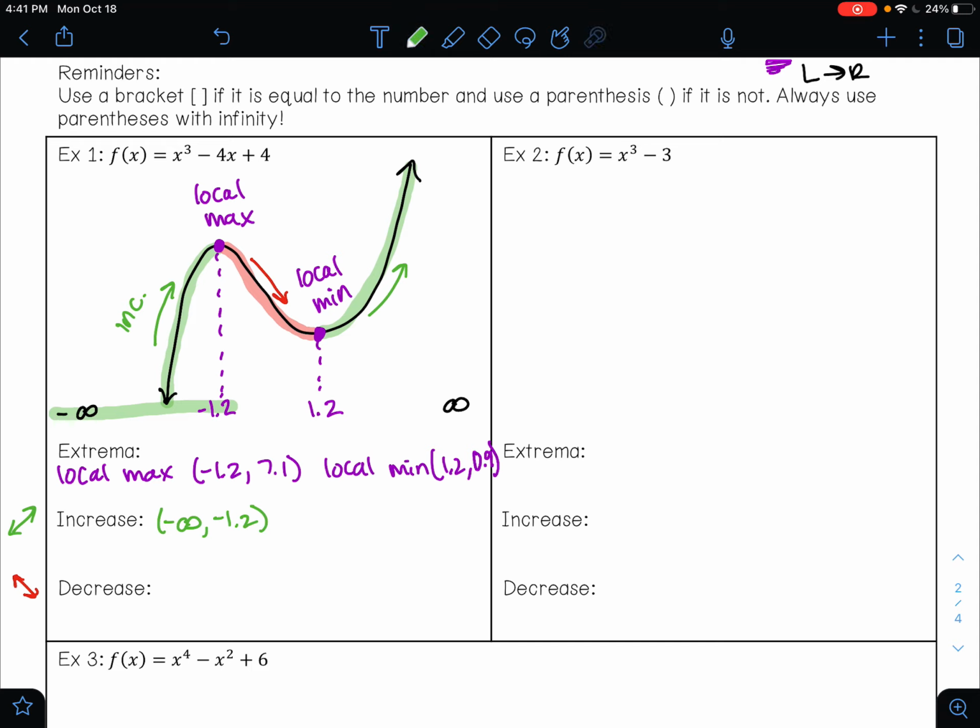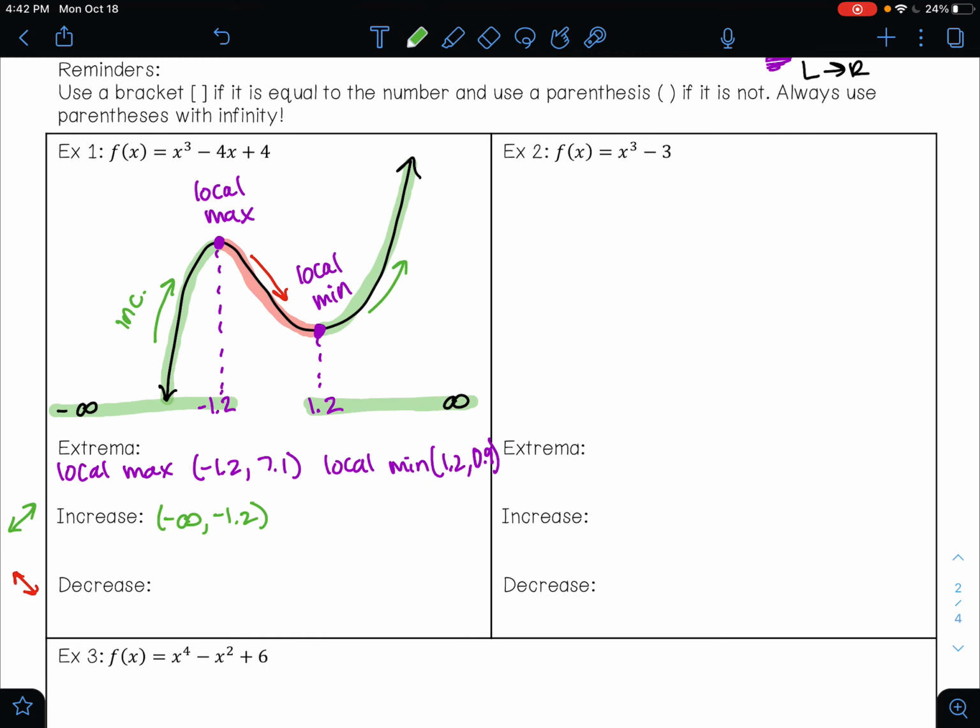This next section here in the middle is decreasing, so I'm going to skip that for now, and I'm going to continue on with the interval of increase. So I am increasing from 1.2 to infinity. 1.2 gets a parenthesis because it's changing from decreasing to increasing. Infinity always gets a parenthesis because we can never get there. And then if we look at our interval, whoops, I wrote that in the wrong spot. I'm sorry, this is an interval of increase.